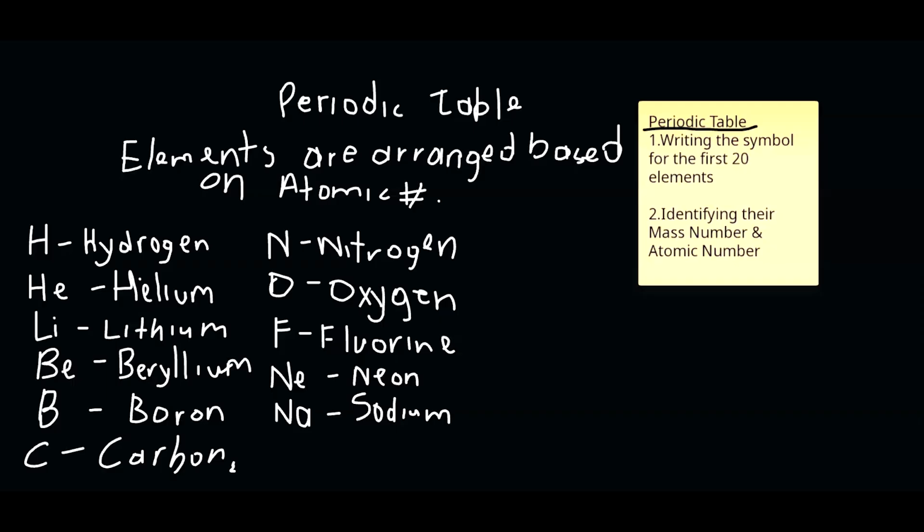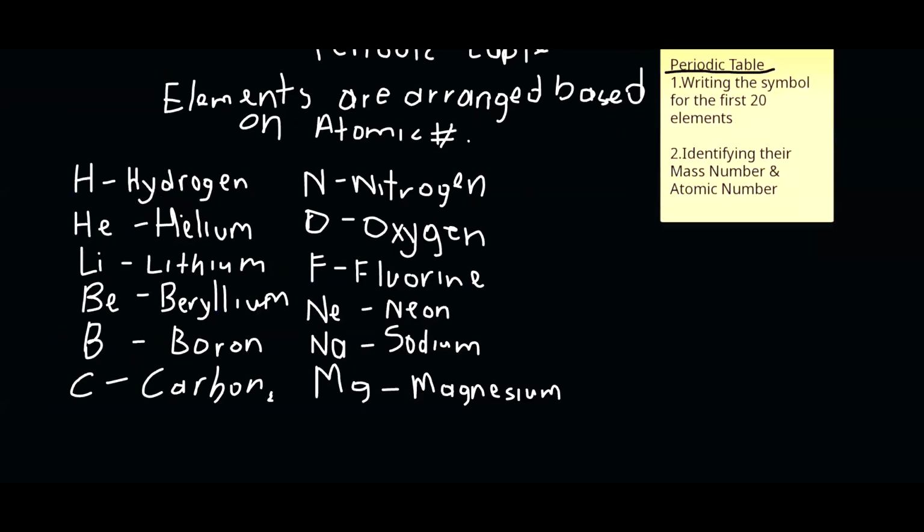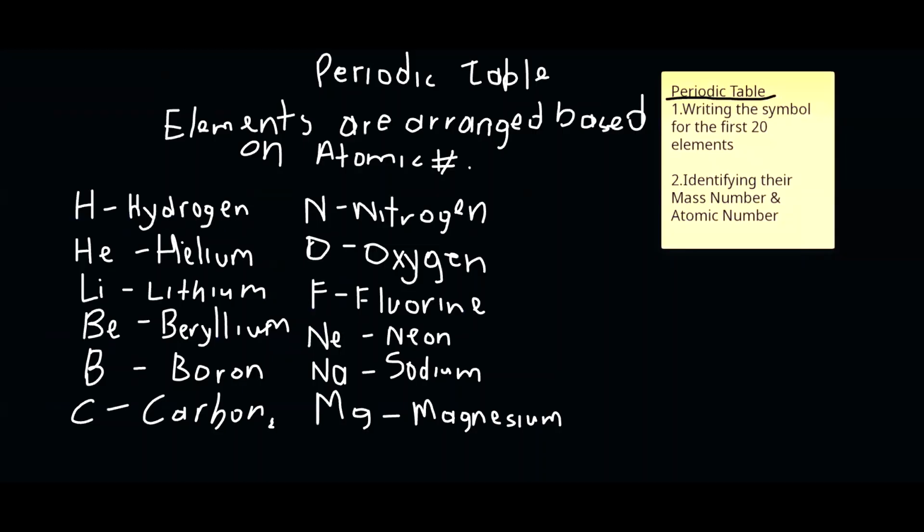And 12. Magnesium. Good. So magnesium, symbol capital M. Alright, what about the other one now? 13. Aluminum. So that's aluminum, which should be Al.